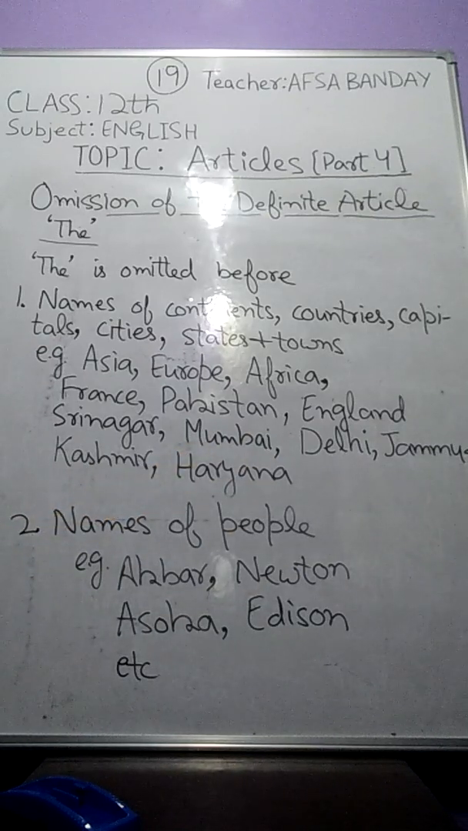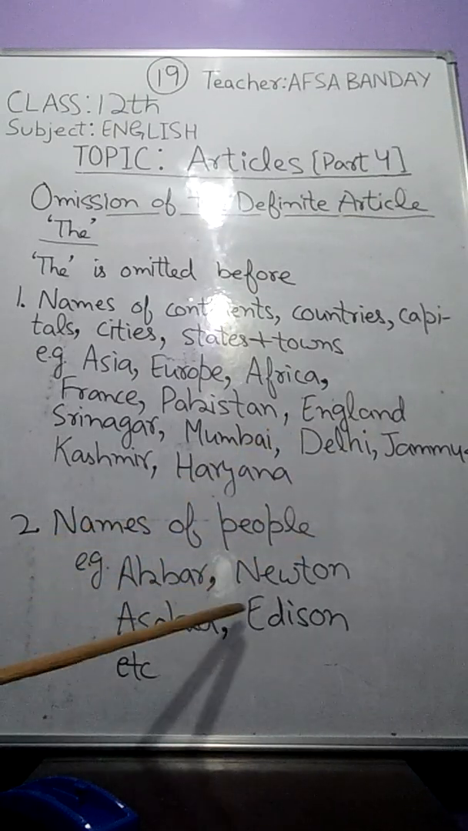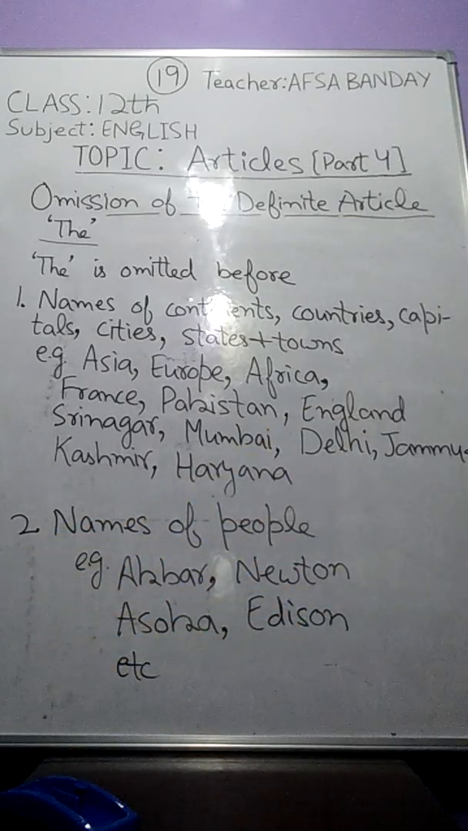Number 2: "the" is omitted before the names of people. For example, we say Akbar, Newton, Ashoka, Edison, or any other person. We don't use "the" before the names of people.